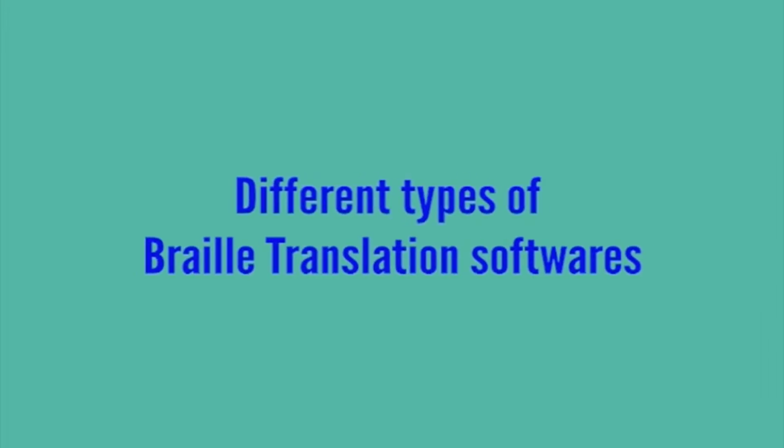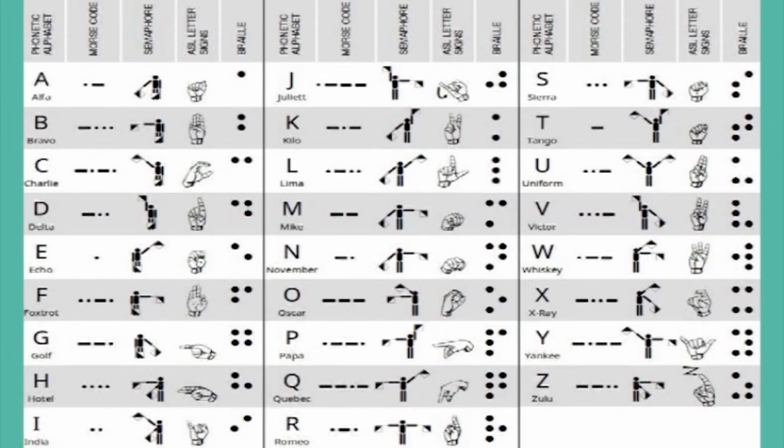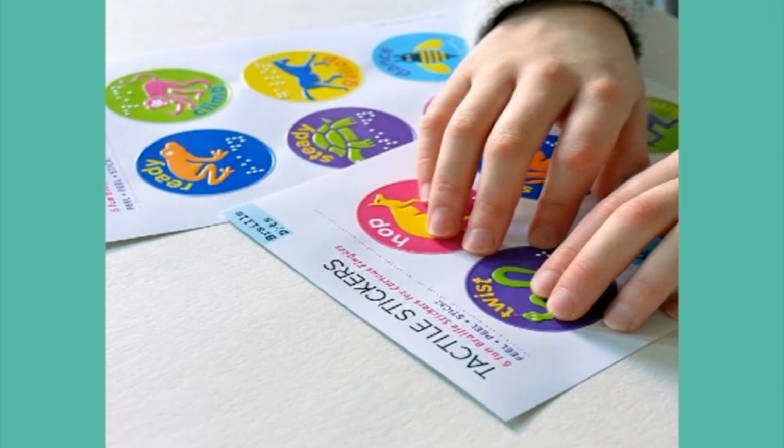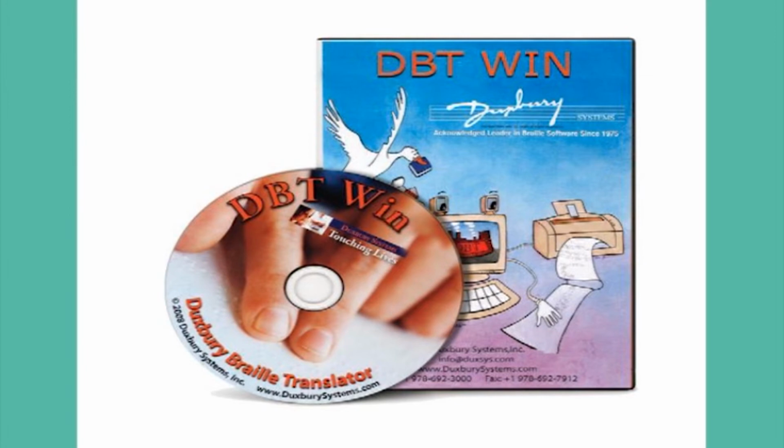Now let us learn the different types of Braille translation softwares. Before going to that, we should know what is Braille translation software. Braille translation software translates electronic documents into Braille code. From these files, a refreshable Braille display can present tactile Braille, or a Braille embosser can produce a hard copy on special paper. Commonly used products include Tuxbury Braille Translator and Braille 2000.